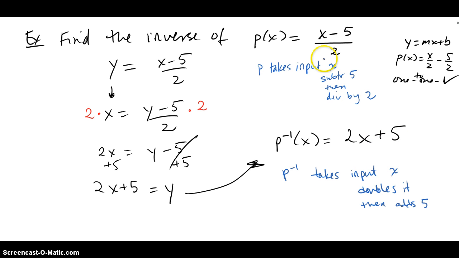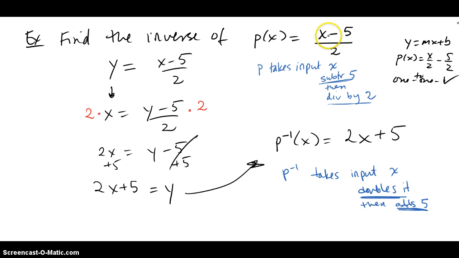Notice how these inverses work. P takes the x, subtracts 5, and then divides the result by 2. That's what the function is performing. Subtract 5, then divide the result by 2. The inverse just retraces those steps backwards, takes the input, doubles it, then adds 5.